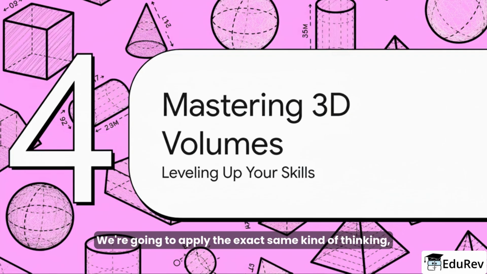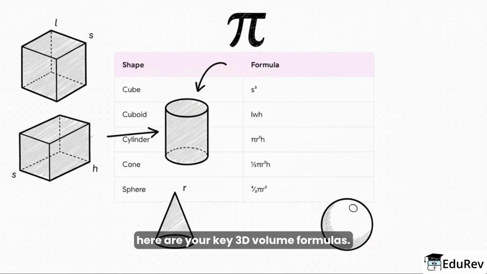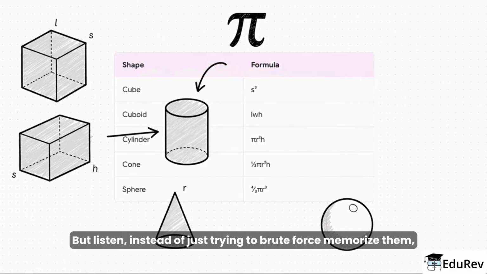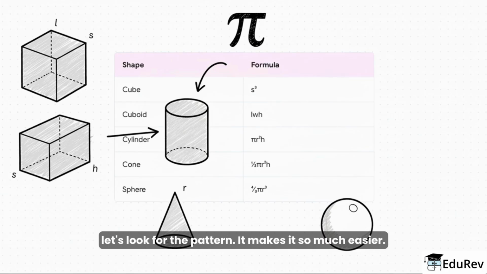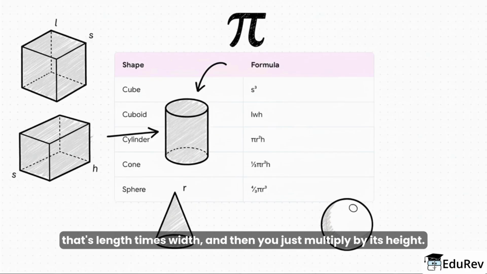We're going to apply the exact same kind of thinking, but now in 3 dimensions. We're talking volume and surface area. Okay, here are your key 3D volume formulas. But listen, instead of just trying to brute force memorize them, let's look for the pattern. It makes it so much easier. A cuboid's volume is its base area, that's length times width, and then you just multiply by its height.